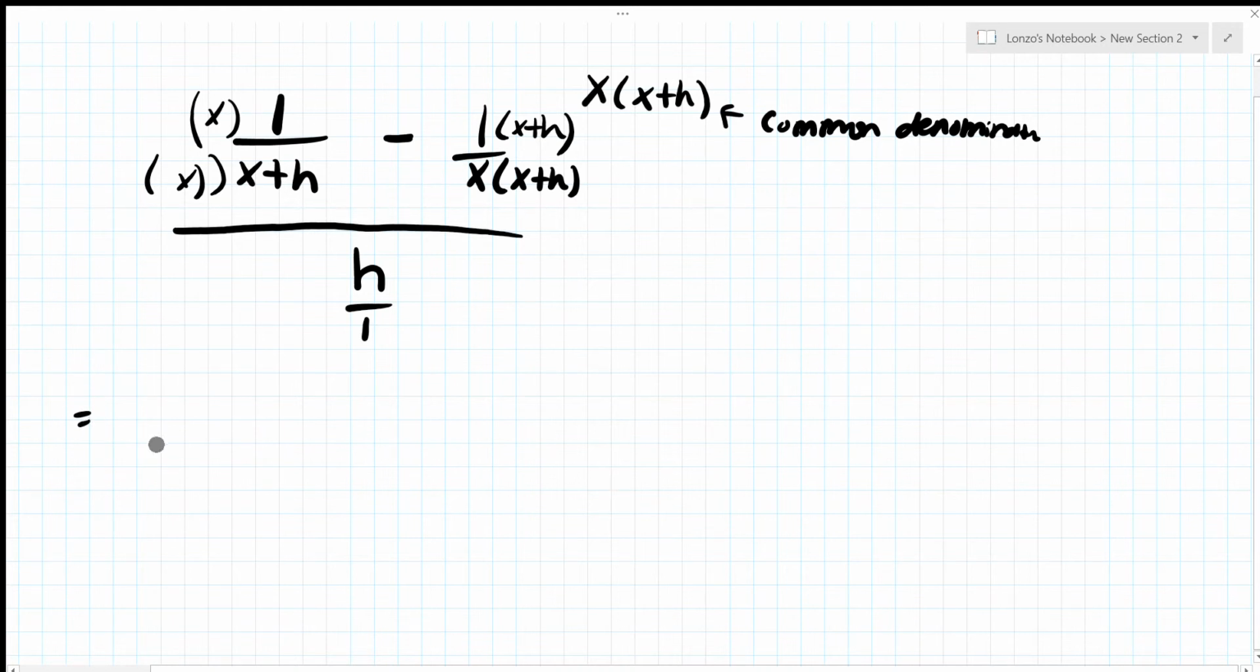So x times 1 is x minus, let's see here, I'm not going to distribute that negative yet. You know what, actually I can. So it's negative 1 times x plus h, so that's going to be negative x, and then negative h. So the x cancels, so you're just left with negative h. So it's negative h divided by the common denominator, which is x times x plus h.